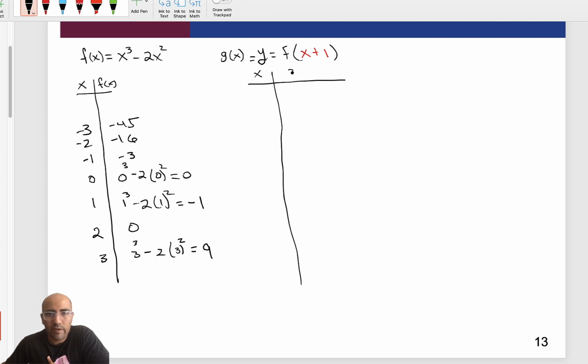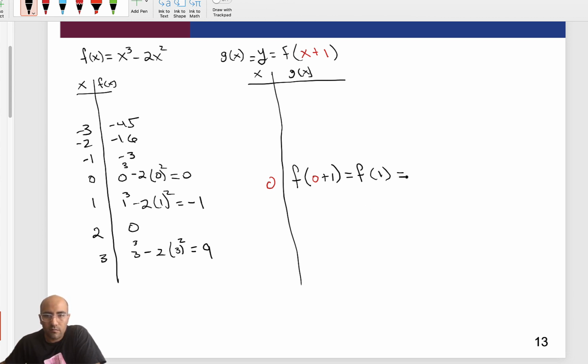We have x, and then we have this new function g of x equal to f of x plus 1. So when we type in a 0 into this new function, what we're going to do is evaluate the f function at x plus 1. That's what's going to happen here. So this is the same thing as f of 0 plus 1, which is the same thing as f of 1.